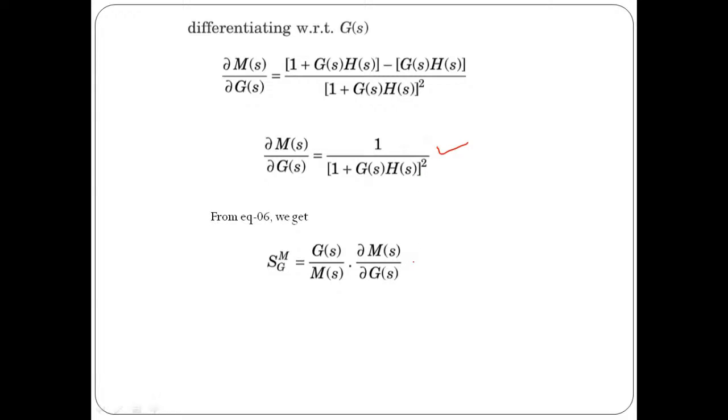Now use the same formula, because we are trying to find the sensitivity of the closed loop control system's entire transfer function with respect to change in forward path gain. So it will be G(s) upon M(s) into dou M(s) by dou G(s). Put the value of M(s) over here. It will be G(s) upon 1 plus G(s) into H(s), and put the value of dou M(s) by dou G(s) from this expression, and try to solve. You will get this as an answer.